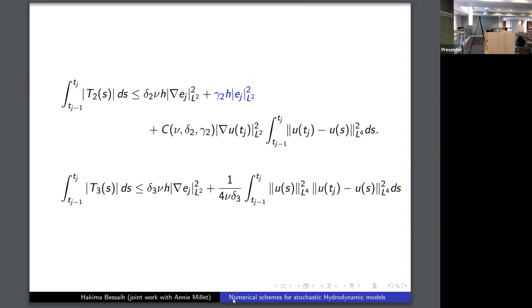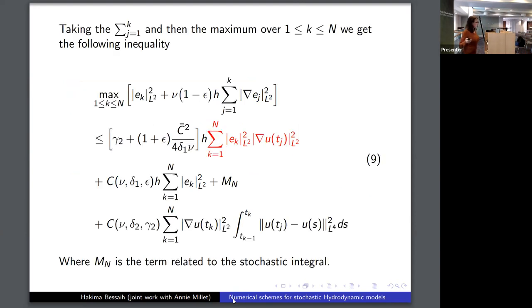The rate of convergence is controlled by the following term, and I will show you in more detail later. Now you take the sum of all the terms over all j's, and then you take the maximum over k between 1 and n, and you get the following estimate. Let me just say that M_n here is the stochastic integral. This is pathwise for the moment, P-almost surely. Let's recall the sum of all these terms when I put them all together. These are all constants, I apologize. M_n is related to the stochastic integral.